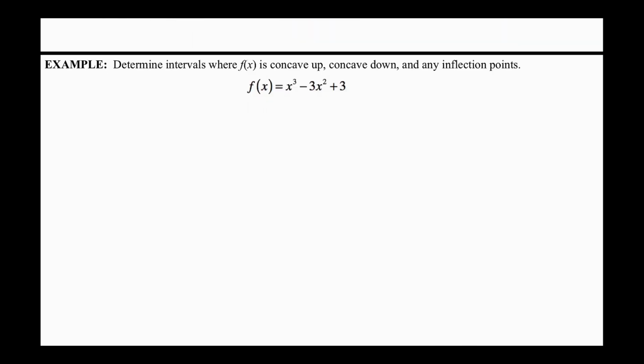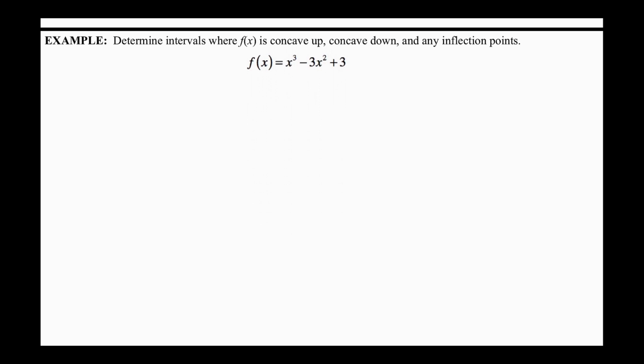Okay? Okay, so let's look at the first example. The first example says, determine the intervals where it's concave up, concave down, and if there are any inflection points. Anytime you see anything about concave up, concave down, or inflection points, your brain should automatically go to second derivative. I need the second derivative. If I don't have it, I need to find it. Okay, so that's the first thing we're going to do. We've got to find the second derivative if we don't have it.